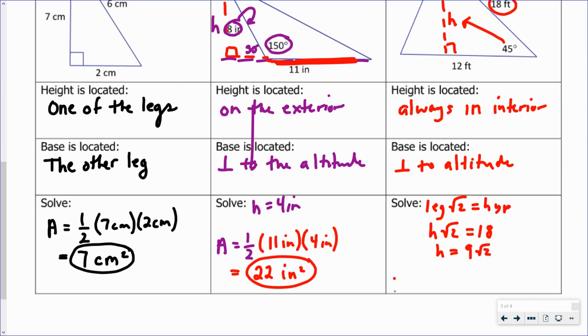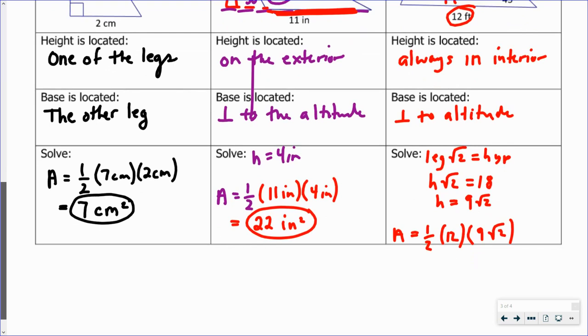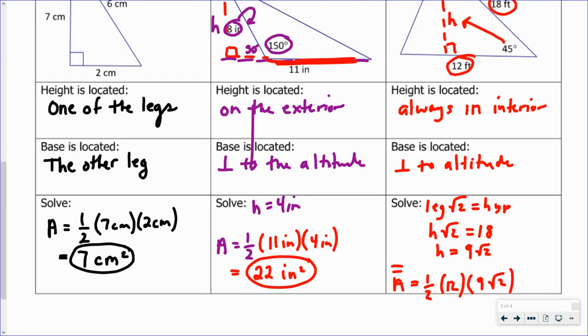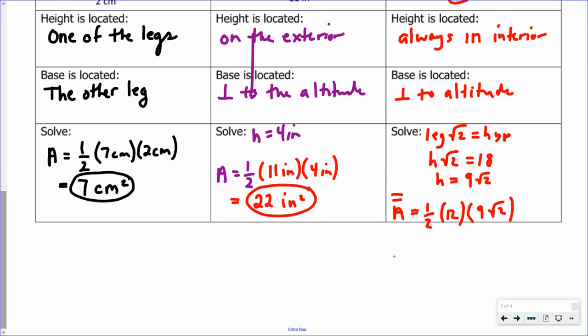So to find our area, it's 1/2 our base. The base is 12 feet, as we can see right there. And the height we just found is 9 root 2. So if we want the exact answer, it's 54 root 2 square feet.